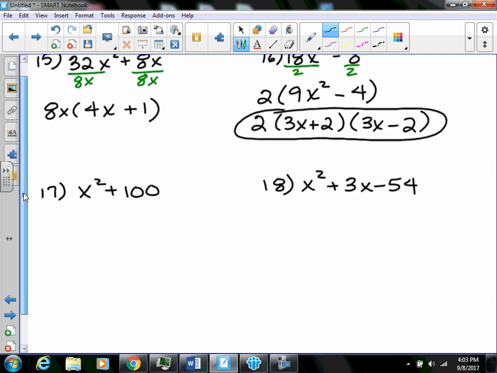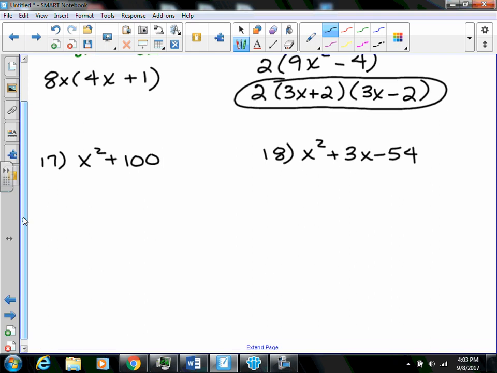Now, number 17. This is one of those problems that we just kind of went over very quickly in class the other day. And this is a sum of squares. Now, we didn't do practice problems on this one, but it is going to factor similar to the difference of squares that we had in number 16. The only difference is because when I factor this, I can't multiply.